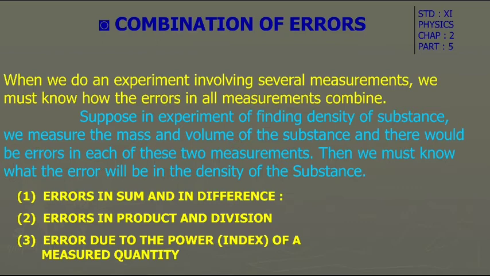So there are three types we are taking. One, errors in sum and in difference. Second, errors in product and division. Third, error due to the power or the index of a measured quantity. So first we are taking error in sum and in difference.